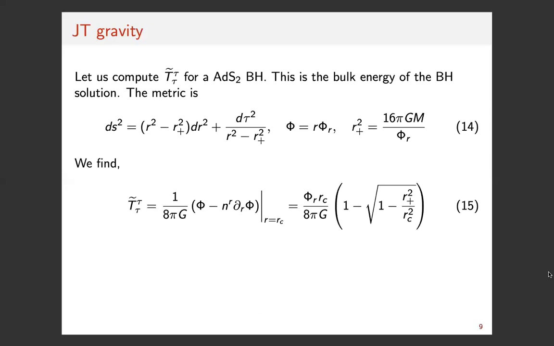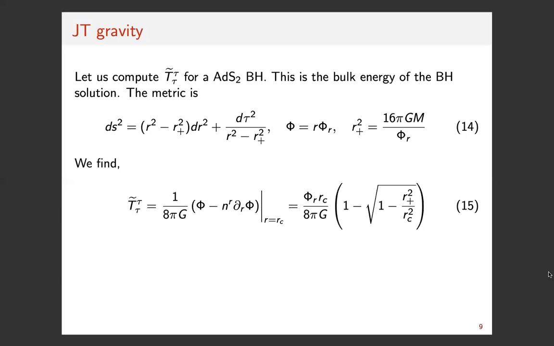So now I want to compute this T tilde, and that's quite easily done using that definition that I gave before. It takes this particular radial derivative of phi, and subtracts that from phi itself. So n^r here is a normal derivative to the boundary, and because I chose this particular radial decomposition, ignoring the lapse and the shift and all that, this n^r is just the square root of the g_rr component, and phi itself is given as in 14. So if I carry out these derivatives and assemble them, I get this equation 15.